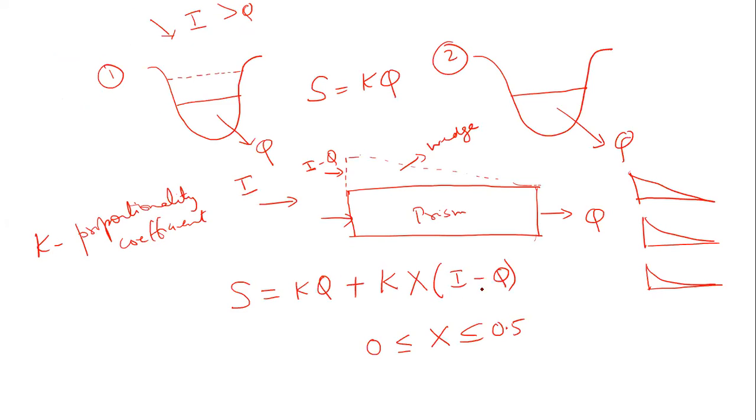Can I not write this with the K coming out common? I can write it like this: S equal to K times XI plus 1 minus X times Q. It's fairly simple. I've just taken the K out common, and then I'm writing the I terms together and the Q terms together. So I'll have a 1 minus X times Q and an X times I. This is simply a simplified way of writing the original equation.